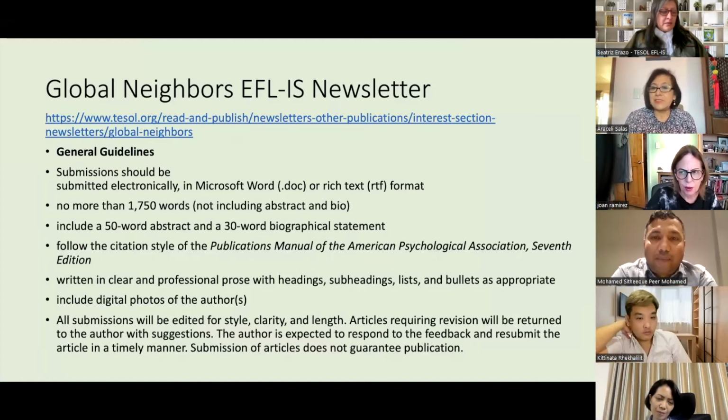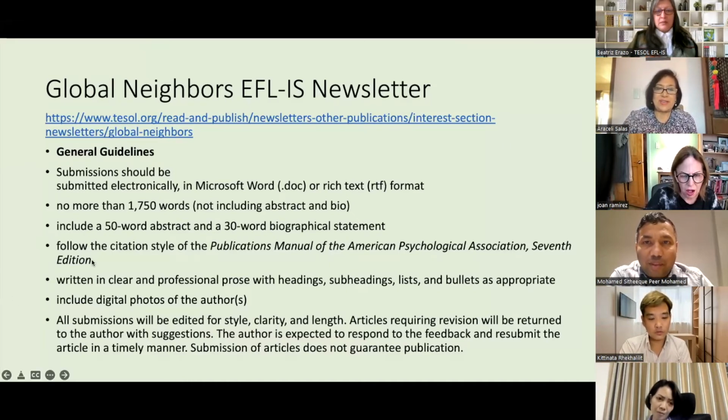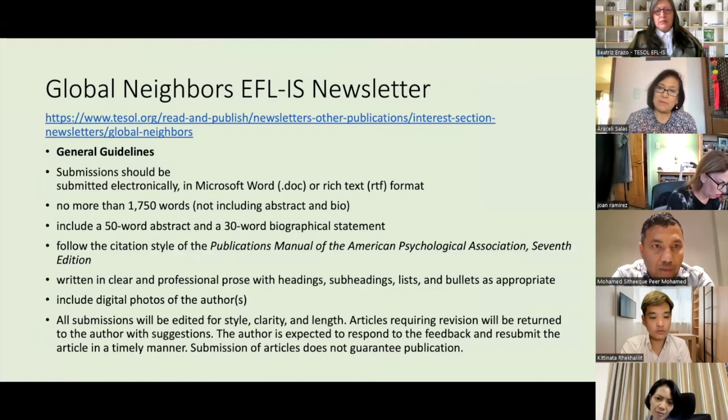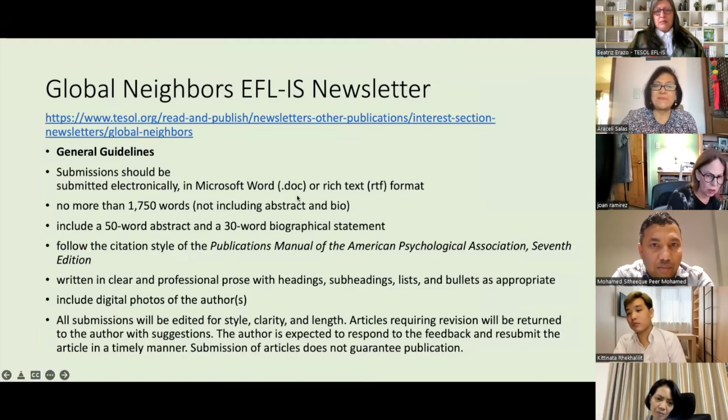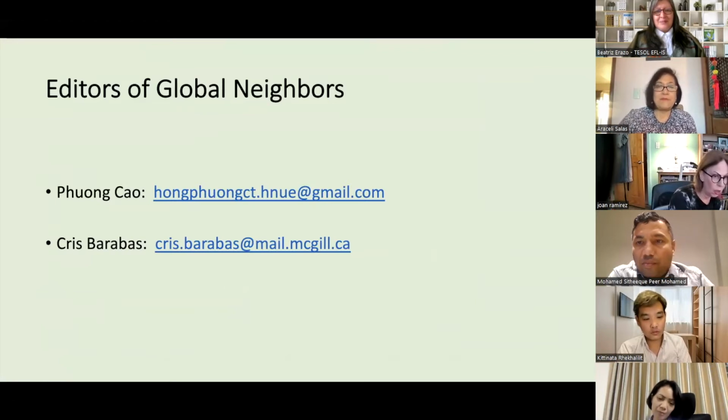As you can see, I wanted to include the general guidelines because these are very similar to journals all around the world. This is what they usually ask for. And look, clarity, clear professional prose, APA. So these are normal requirements from most journals. These are the editors of Global Neighbors. If you want to get in touch with them, we will be very happy to receive your submissions.